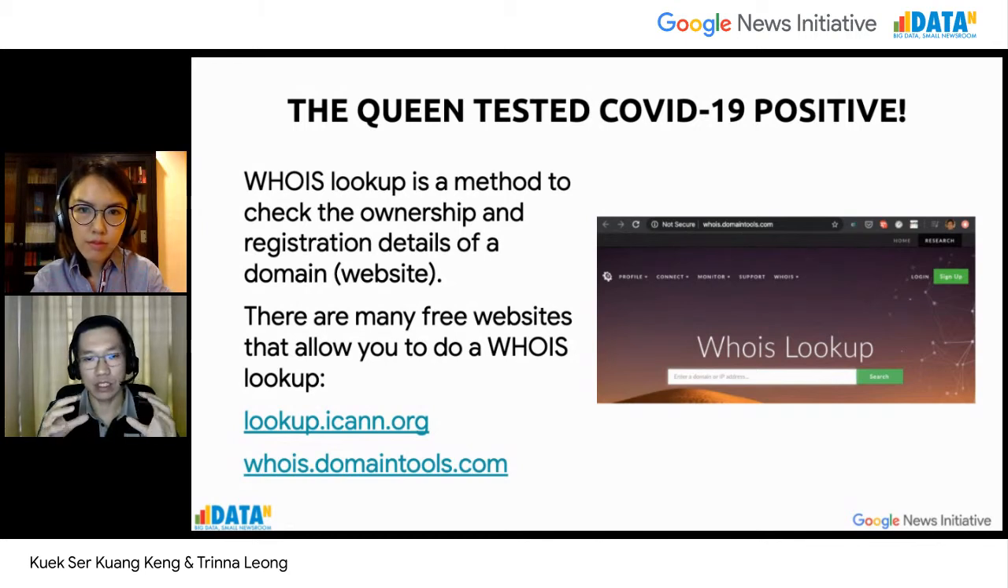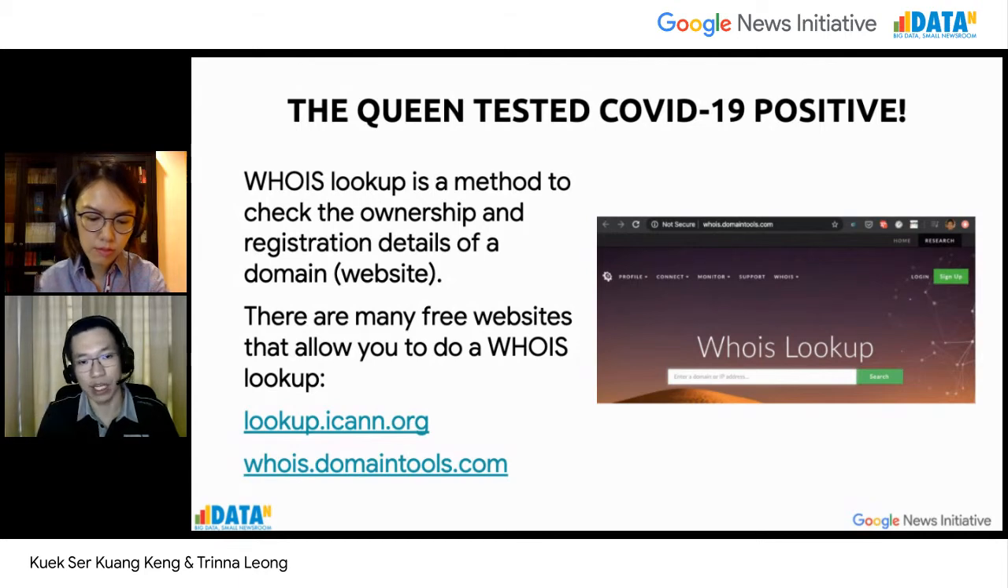And all this information, unless it is intentionally hidden by the owner, is usually made public, right? So you can check those registration details behind the website. We call it a Whois lookup. There are several free websites that allow you to do a Whois lookup. You can just Google Whois lookup, and you will find several websites. Right here are just 2 examples.